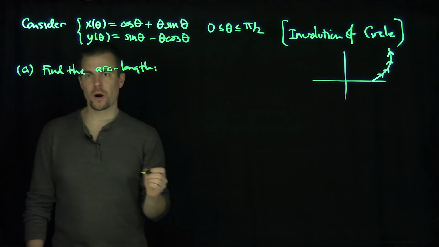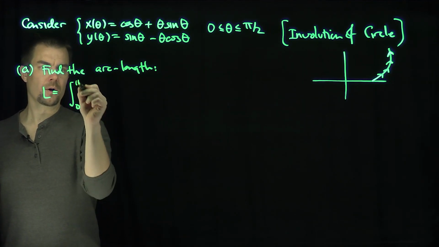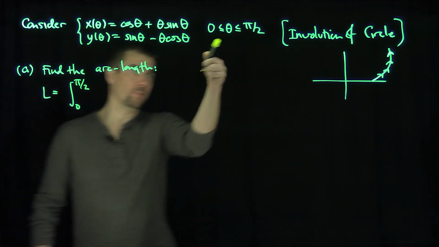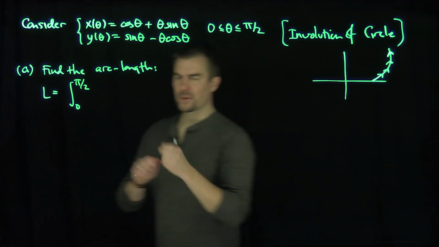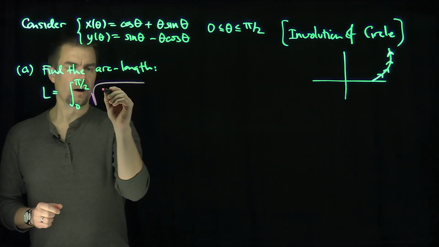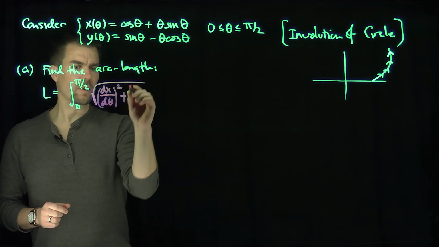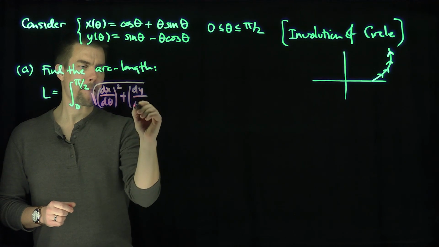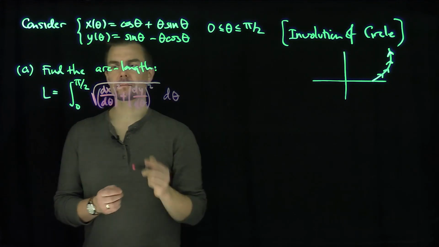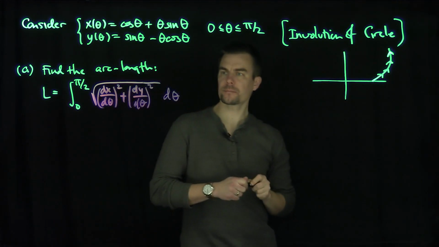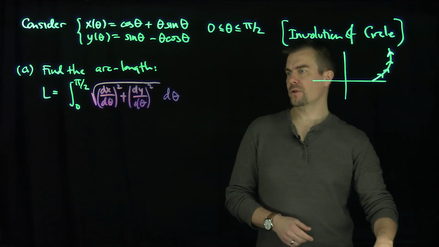So let's do it. What's the arc length? The length of arc is going to be the integral from 0 to pi over 2, because that's the parameterization we're given. And then the square root of dx d theta squared plus dy d theta squared, and then a d theta. Okay, that's our arc length formula. So that's our arc length differential.